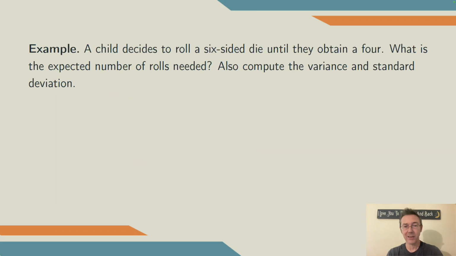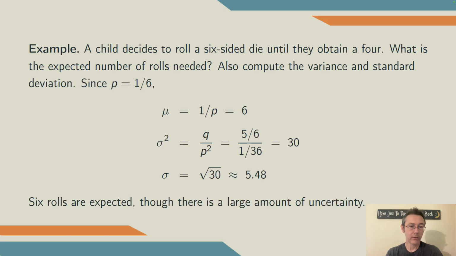Let's return to this child with the die one more time. The child's rolling that 6-sided die till they get a 4. What's the expected number of rolls that they'll need? Also, what's the variance and the standard deviation? So in this case, p is 1/6, the probability of success. So the expected value, 1 over that, is just 6.